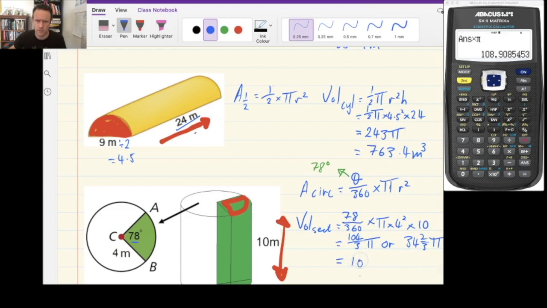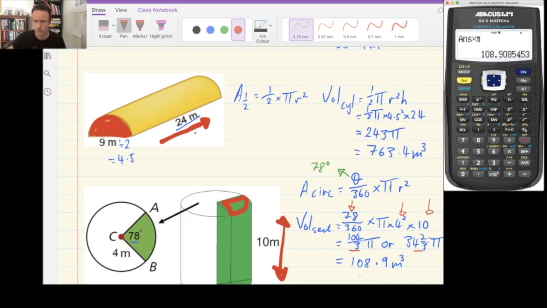So we've got 108.9, and it says it's in meters again, so that's meters cubed. I'll just go over that little bit there again. I got an exact value by multiplying the fraction, so all the numerals. That gave me that, and I had to keep the pi because I hadn't done anything with that, so I just carried that down.